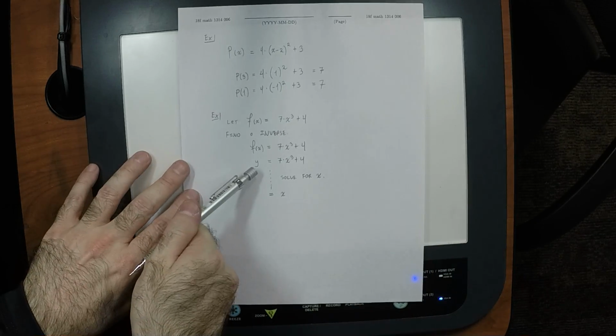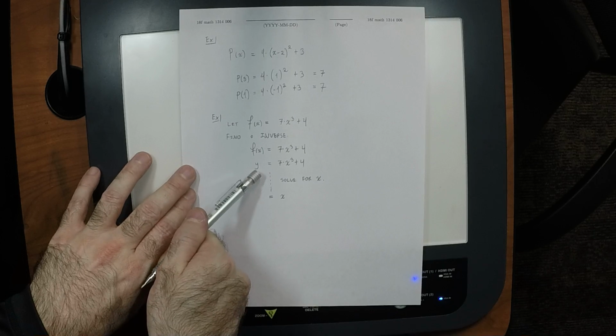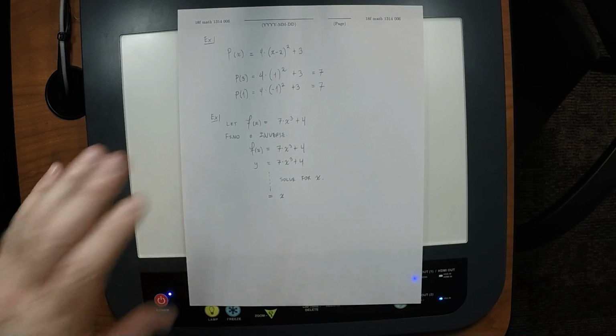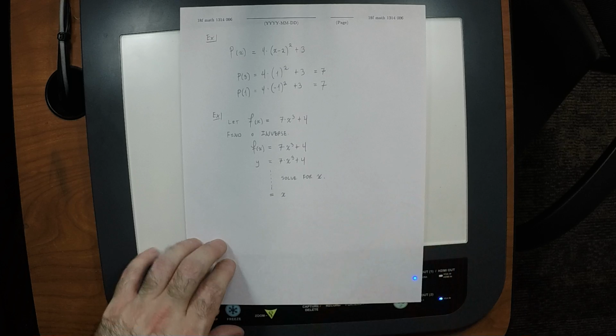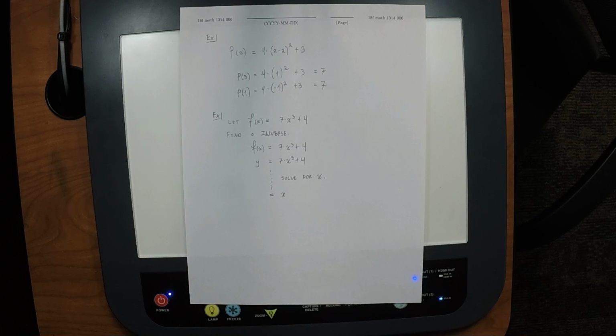So notice that y is currently solved for, and you're going to have to pull every algebraic trick out of the book that you know to solve for x. And we're going to do that next time.